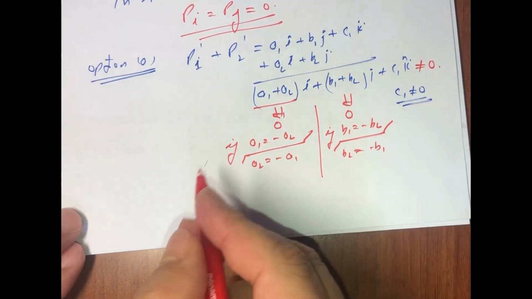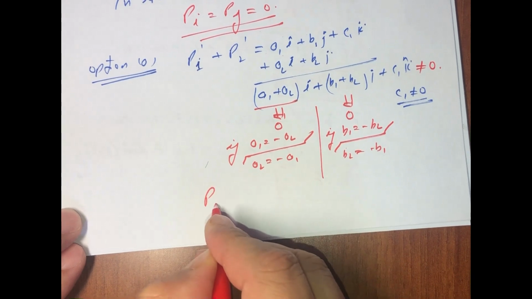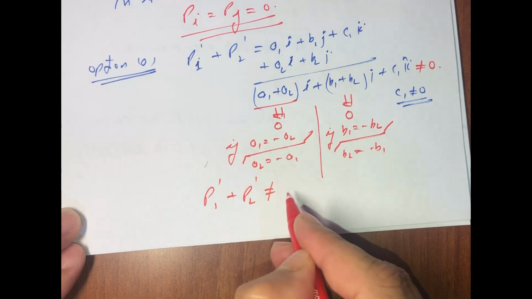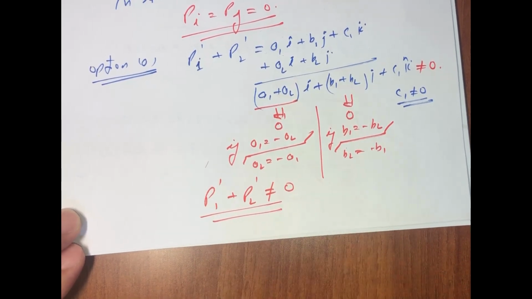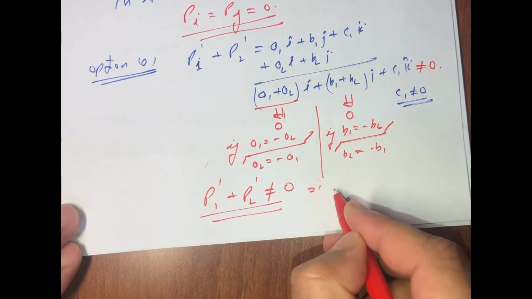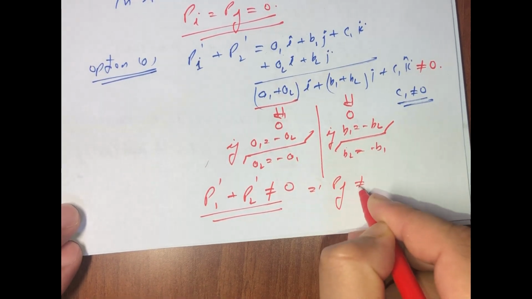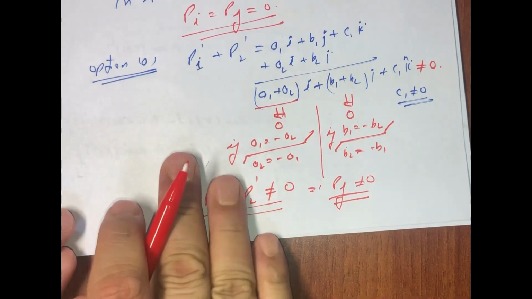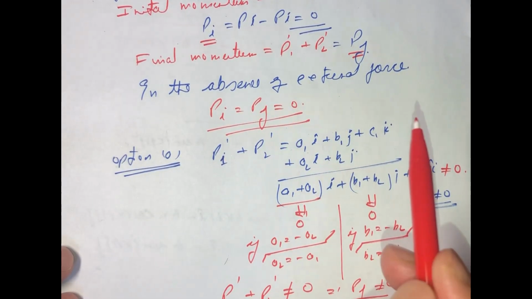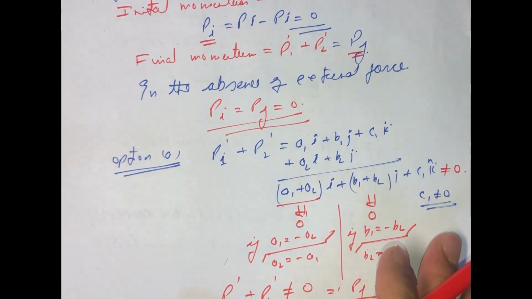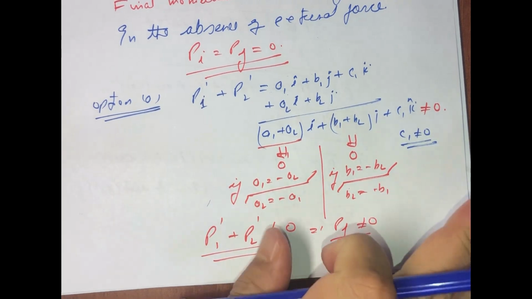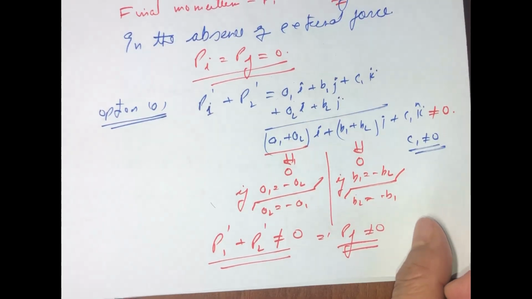Thus, we can say that P1 prime plus P2 prime cannot be equal to 0. But from here we can say P final cannot be equal to 0. But we already concluded that P final is equal to 0. This is one of the conditions which is not allowed. Similarly, let us try for option B.